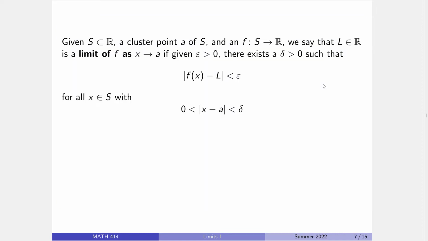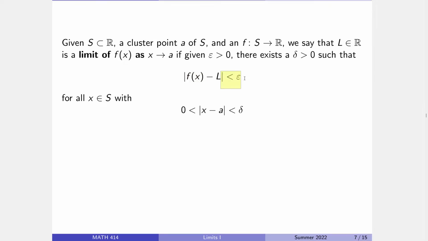Okay, well now that we've got a firm grasp of cluster points and how they work, we can now get to the star of the show. Let's actually define the concept of limit. Given a set S, a cluster point a of S, and a function f defined on S, we say that L is a limit of f of x as x goes to a if, given an epsilon, there exists a delta, so that the outputs get as close as I want for any input that's close to a. So f of x gets close to L as x gets close to a.